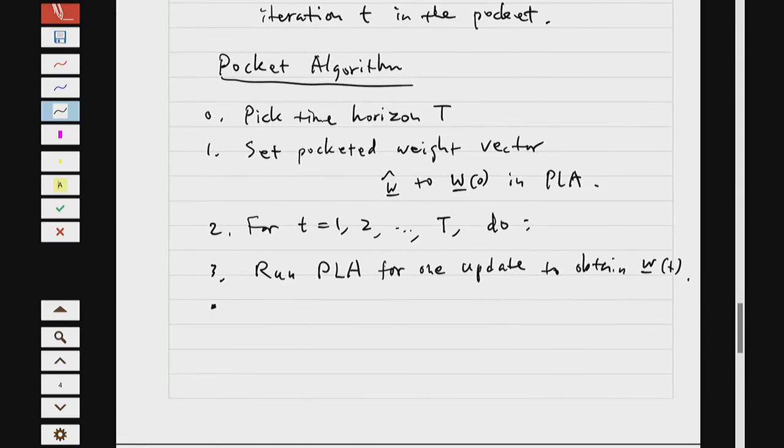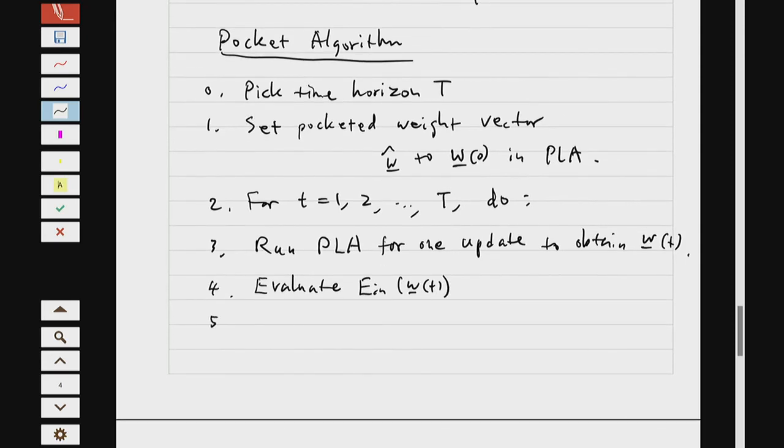Of course, now you evaluate how good this one is. Evaluate E_in based on this new weight vector. And if it's better than your old one, then you keep it. If it's not, then you throw it out, right? Trivial algorithm, really. If this is less than E_in of what you have in the pocket, W hat, then you set the pocket one to be the new one.